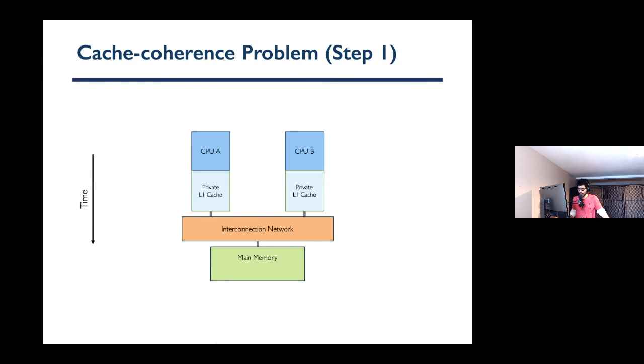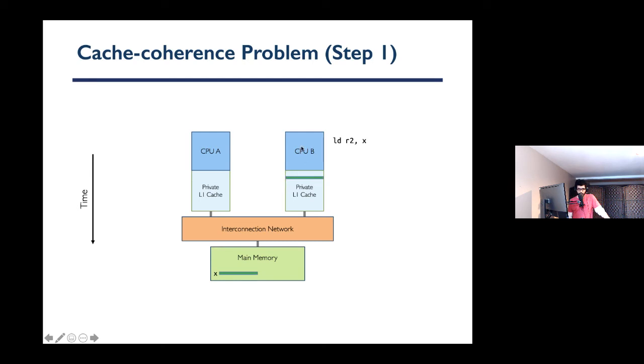Let's consider this example. I have CPU A and I have CPU B. For simplicity, I'm assuming that each CPU has its own one level private cache. So just level 1, L1 private cache, each one of them. And then there is an interconnect, and then there is the memory. So let's see what happens. Let's say this is the shared data that we were talking about.